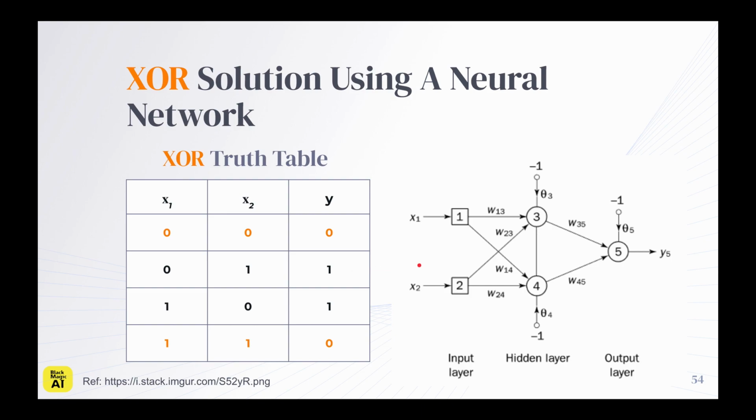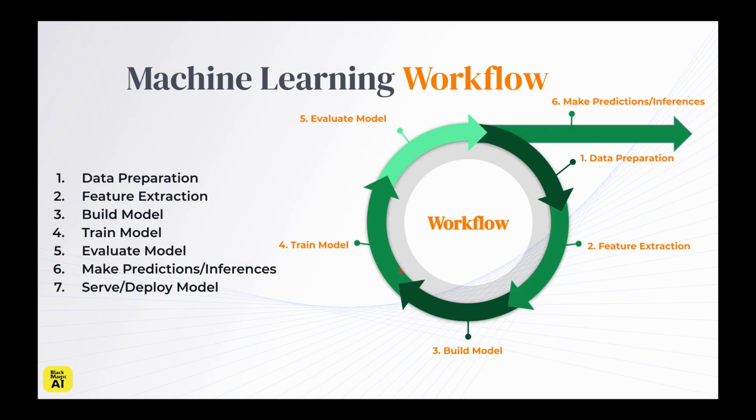And then if you see the graphic on the right, this is the architecture of the neural network that we will build to train our exclusive OR machine learning example project. Now in this graphic, we're going to show you the machine learning workflow that we will use for our project. So our workflow is divided up into 7 main steps. We have data preparation, where we will prepare our data, and that data comes from the truth table we just presented in the previous graphic.